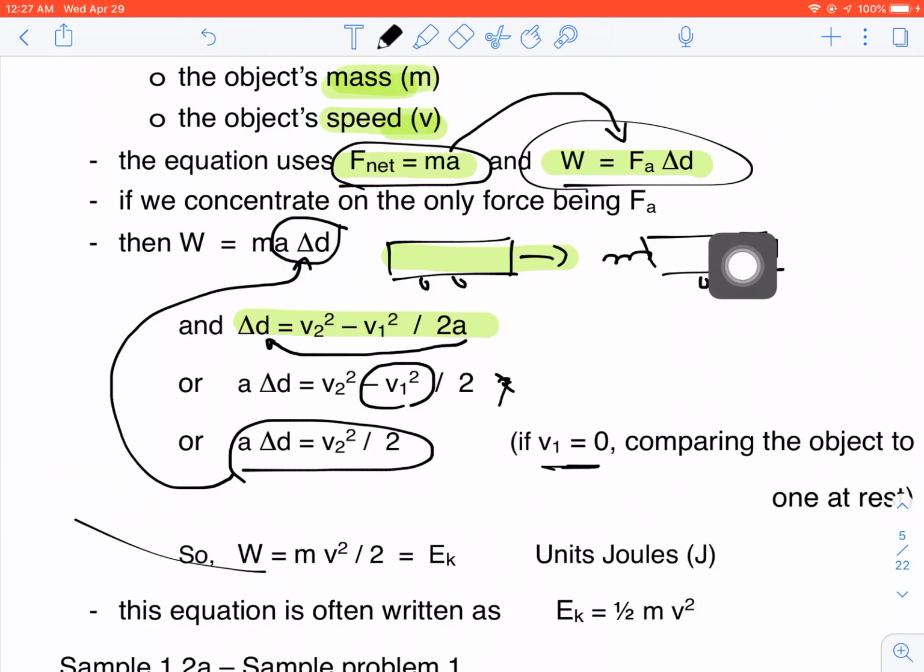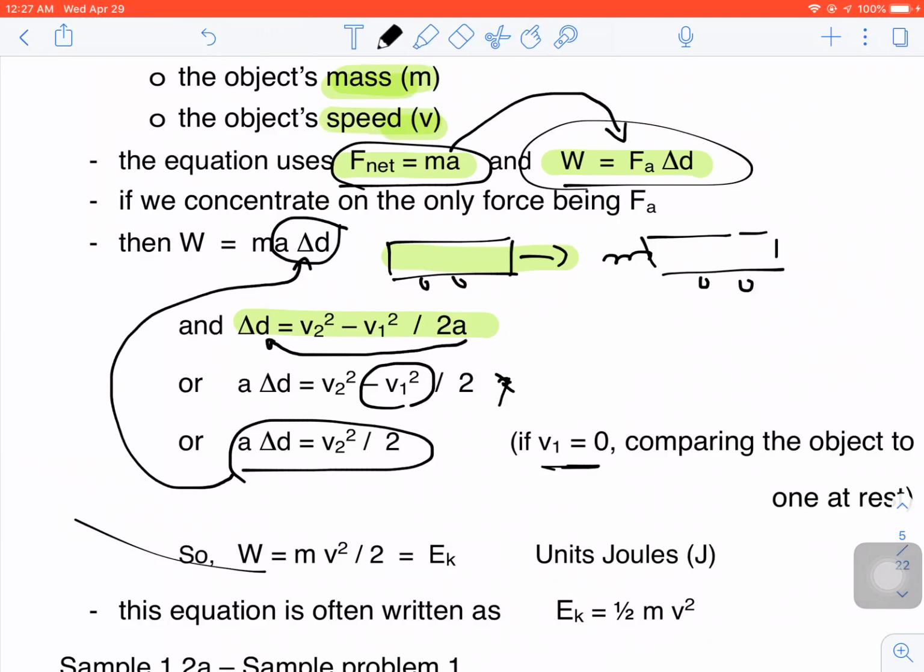It has the ability, if it collides with something, to transfer its energy to something else, right? So it has the ability to do stuff. That's what energy is. So my work here is equal to m times v squared divided by 2. The units here are going to be the units that we had for work, which are joules, right? Force times distance, and our energy units are joules.